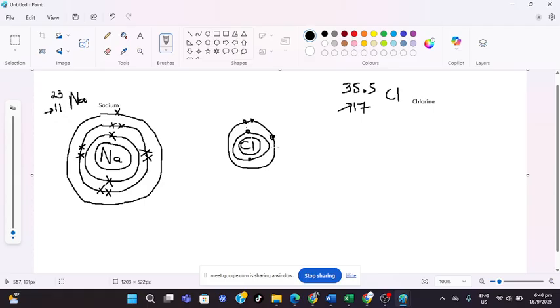These are my electrons, my negatively charged subatomic particles. And my last shell is going to have 7. So 10 and 7 give me 17. And that's our reaction.